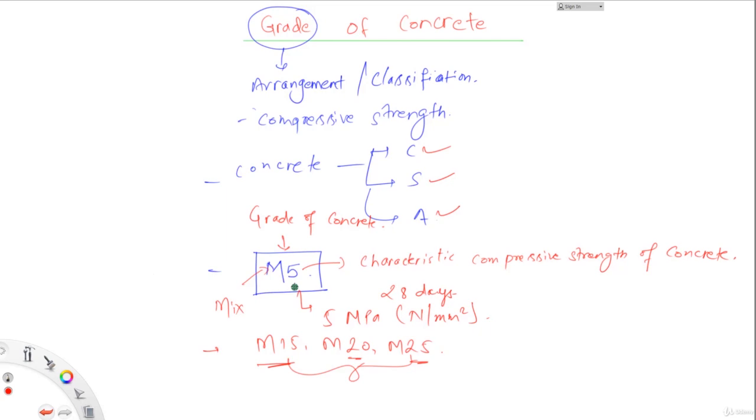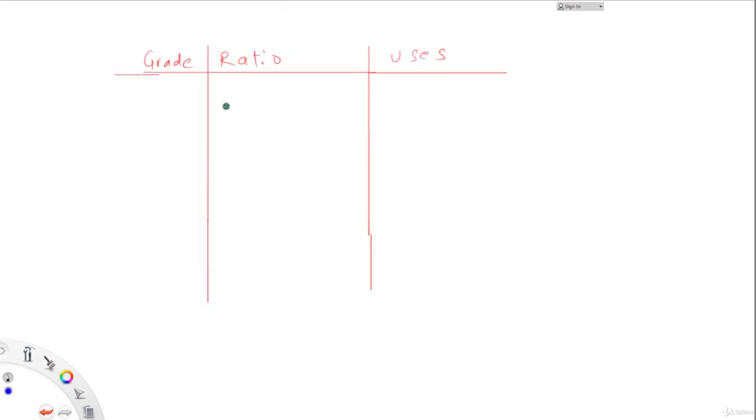Now let us talk about how you will get M5 grade of concrete and how you will get M10, M15 or M20 grade of concrete. Having the same constituents, how do you get the different strengths? So here I have made a table. Over here there is a grade of concrete. Then I'll talk about the ratio of cement to sand to aggregate.